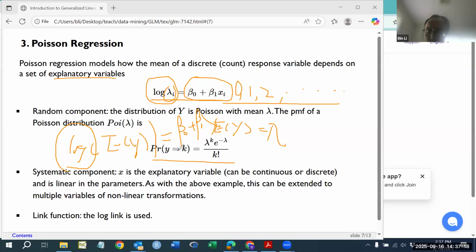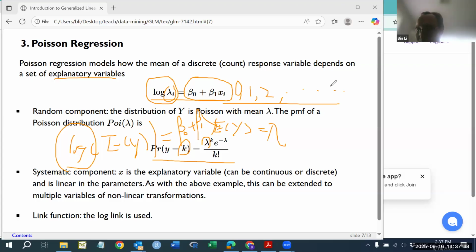Okay, so here the k is the observed count, and lambda is the expected value for the y, and the e is the exponential function, and that's the probability of observing k counts.